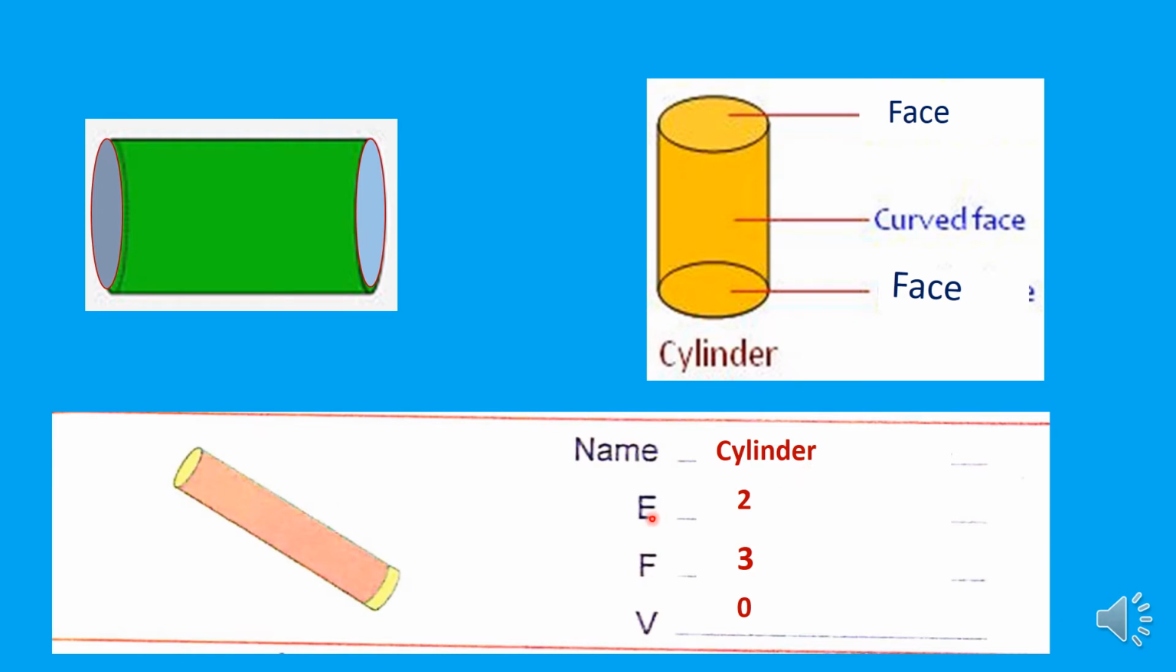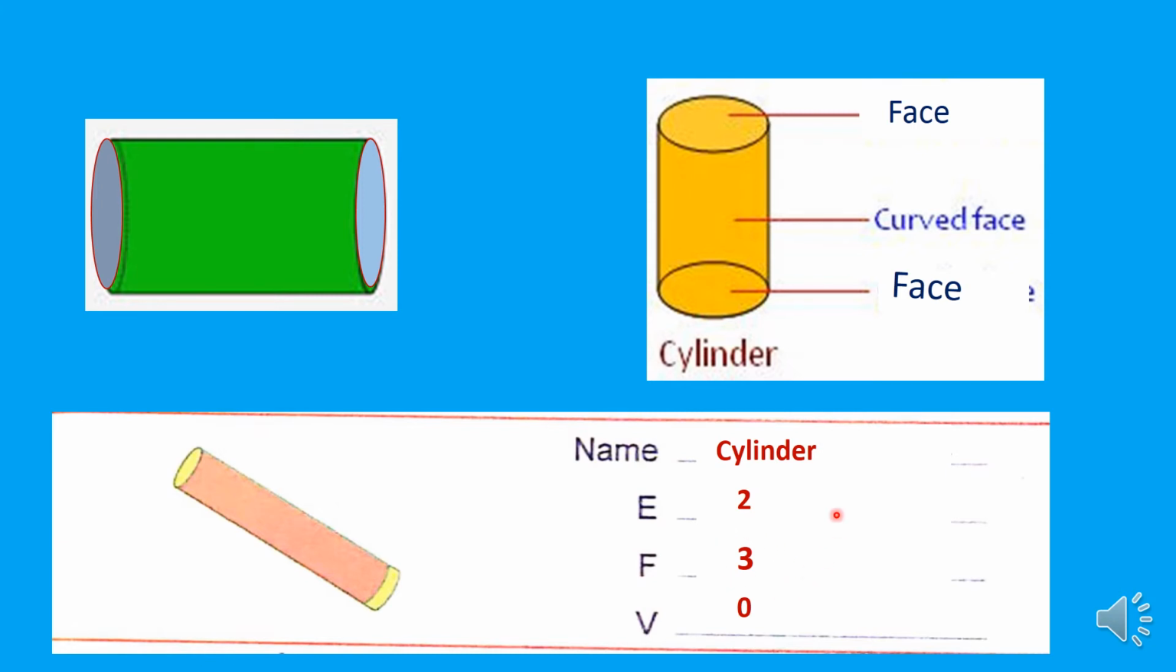How many edges does a cylinder have, children? A cylinder has 2 edges. This is one curved edge. This is one curved edge. 2 edges are there. That's why we're writing 2 here. Now we have to count how many faces the cylinder has. This is one face. This is one face. This is one face. Okay, 3 faces. See, face, curved face, face. We can call it a flat face or a circular face also. So 1, 2, 3. So the cylinder has 3 faces. That's why we're writing 3 here.